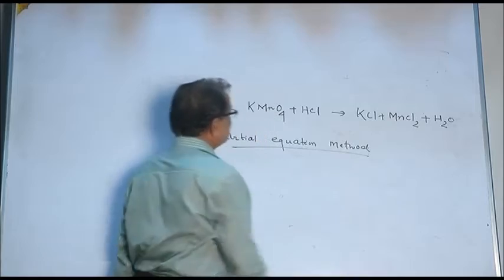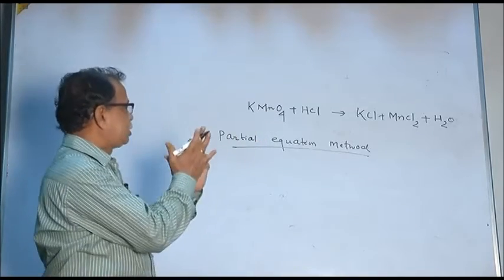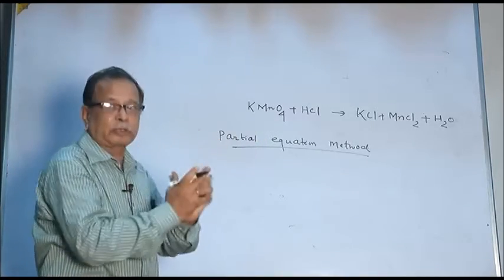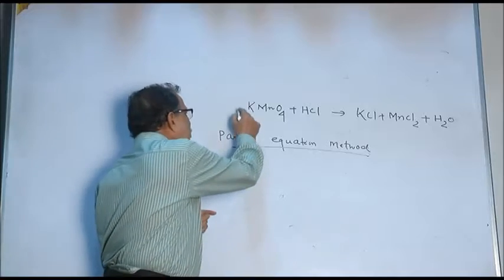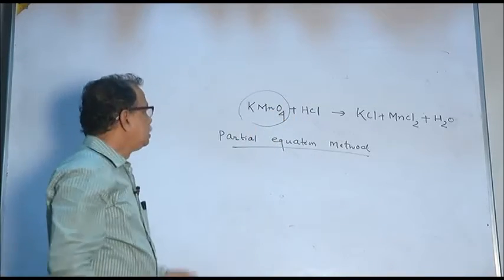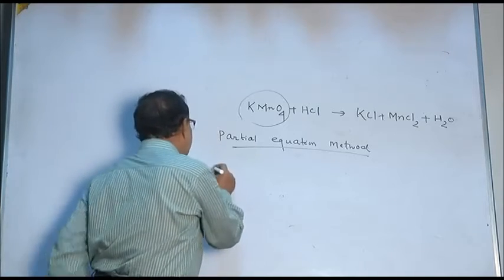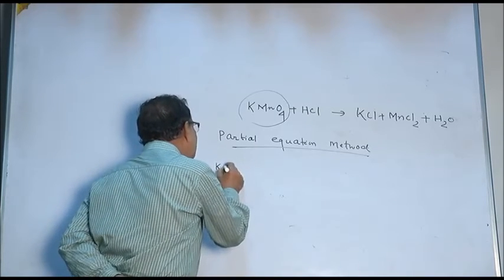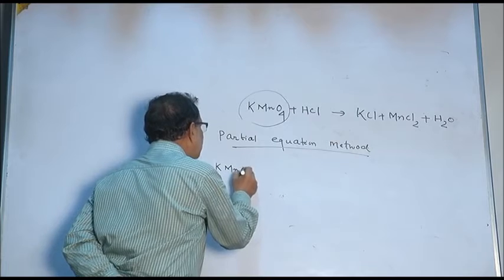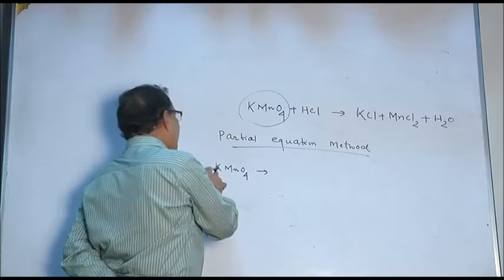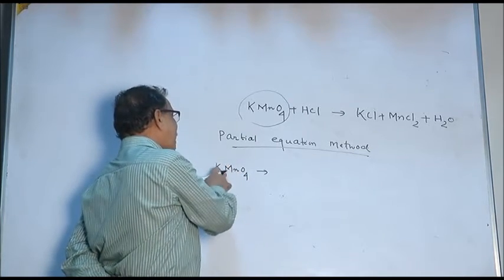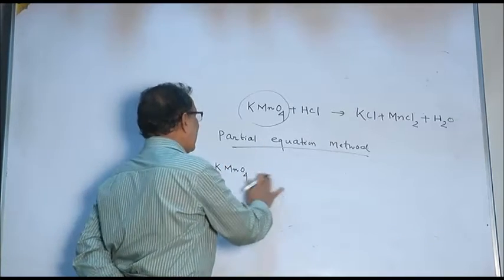In the partial equation method, we take the bigger molecule and break it into smaller parts. KMnO4 is a bigger one. I will divide it into smaller ones. So KMnO4 breaks into parts, and we balance each part: K oxide, manganese oxide and oxygen.